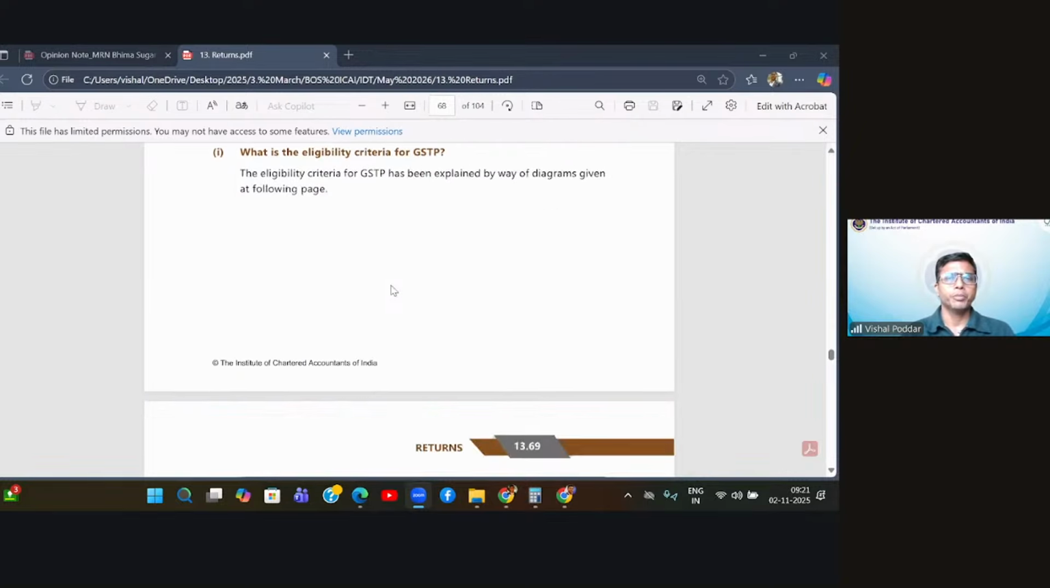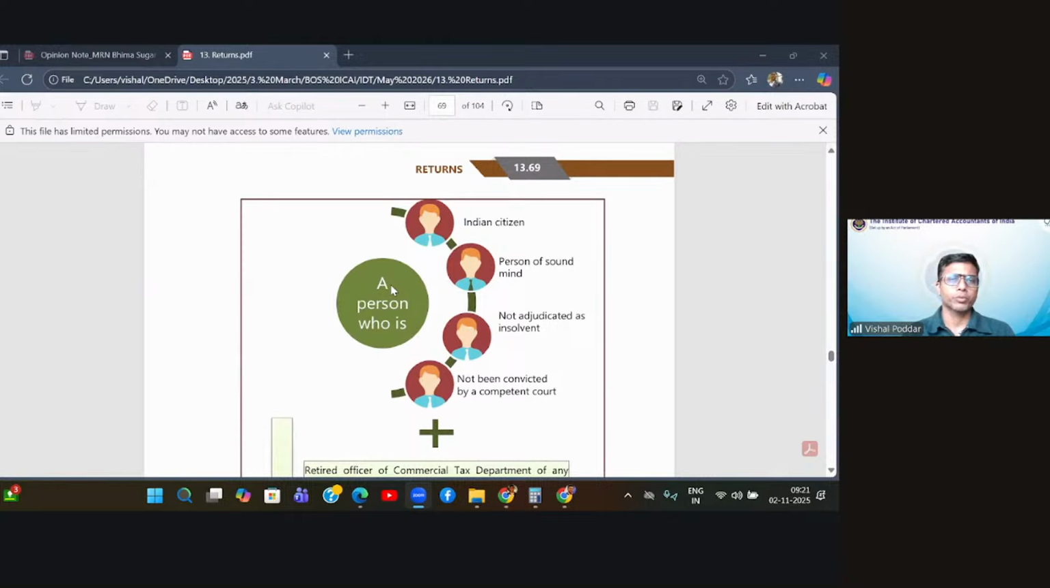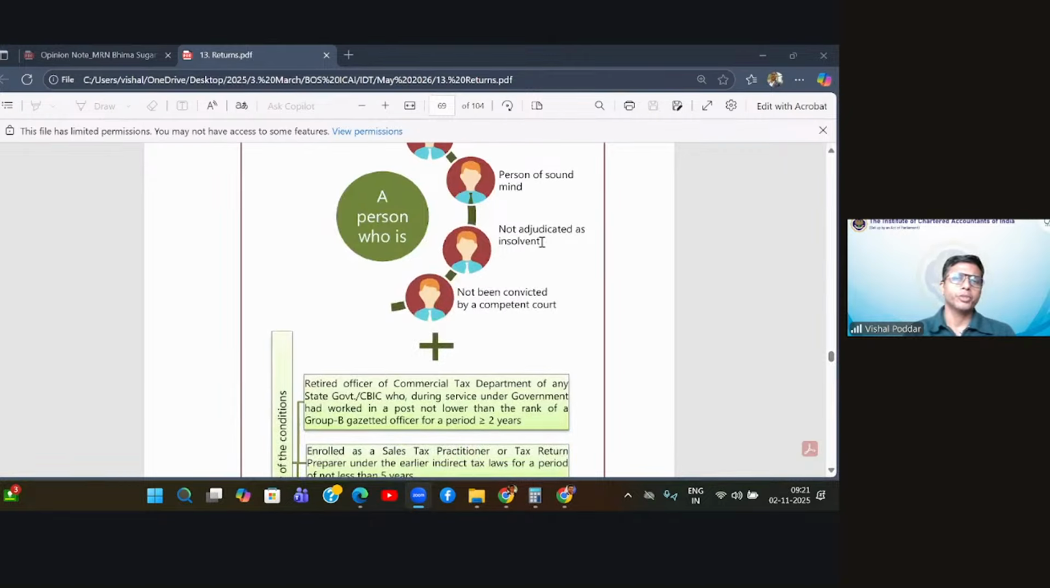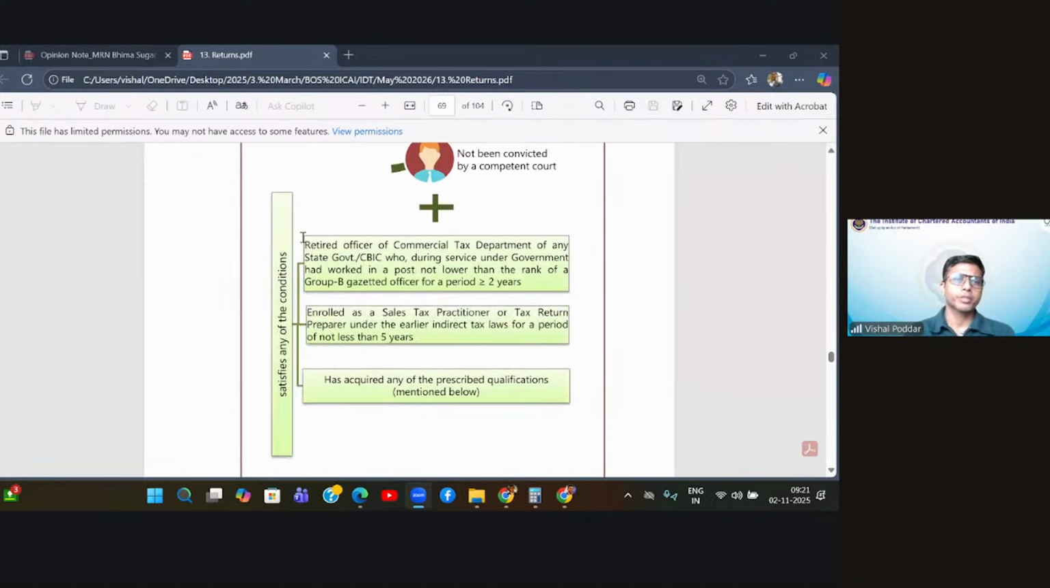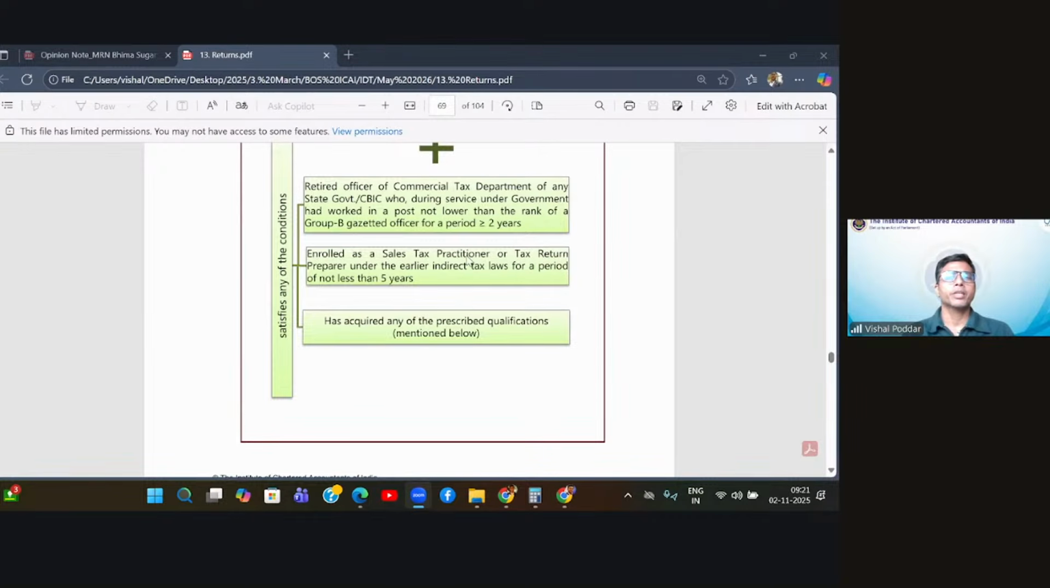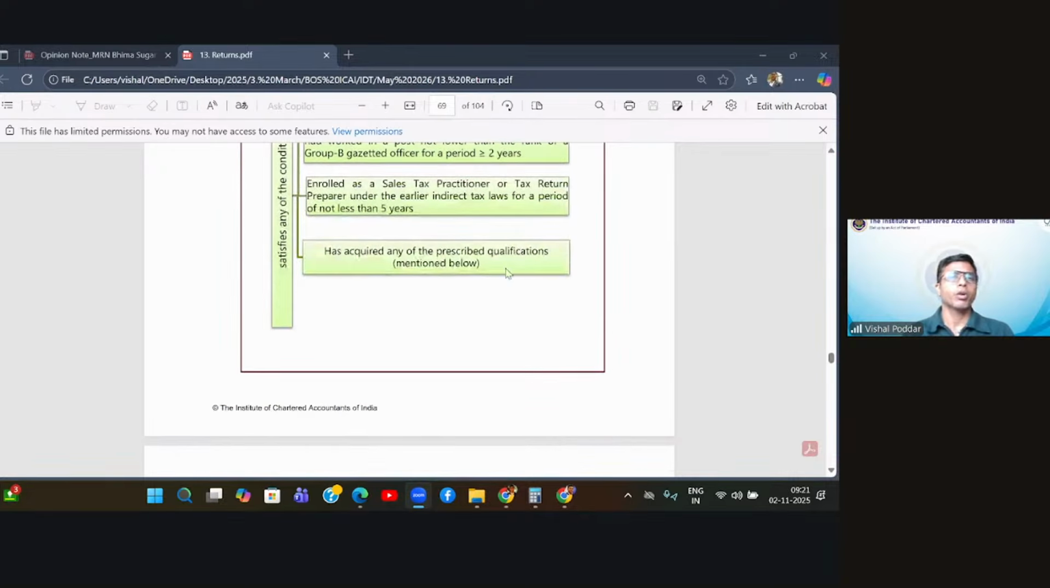Now, the eligibility and other things are explained here. These are all basic eligibility for any professional in any law. I should be a citizen of India, of sound mind, not adjudicated as insolvent, and not convicted for any contempt of court. Plus, I satisfy any one of these conditions. One, I am a retired government official with some minimum years of service and with a minimum grade, or enrolled as a sales tax practitioner or tax return preparer under the indirect tax law for not less than 5 years, or acquired any of the prescribed qualifications.